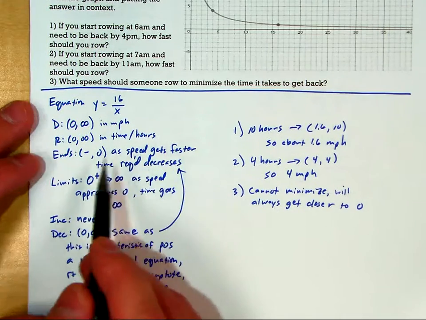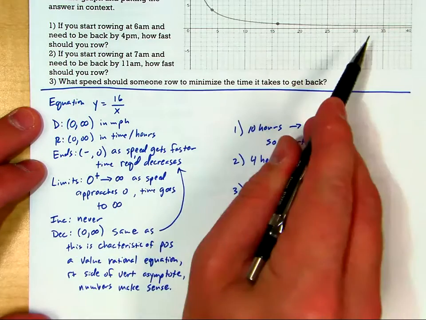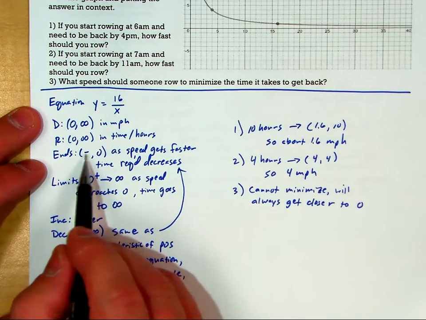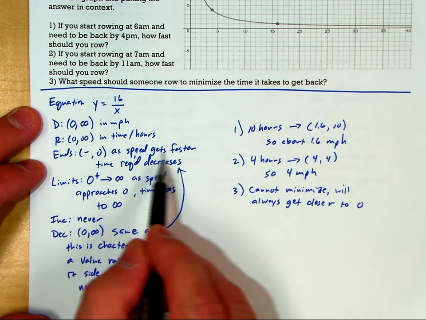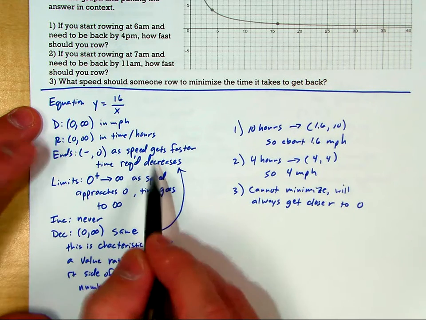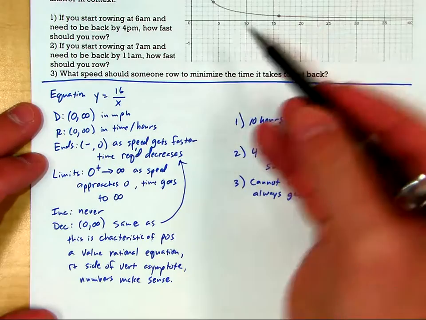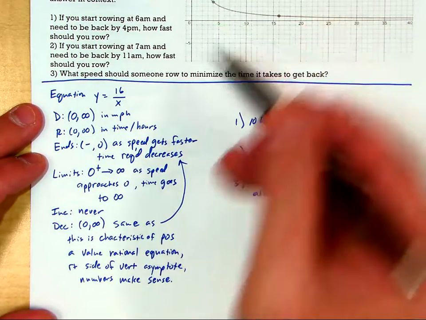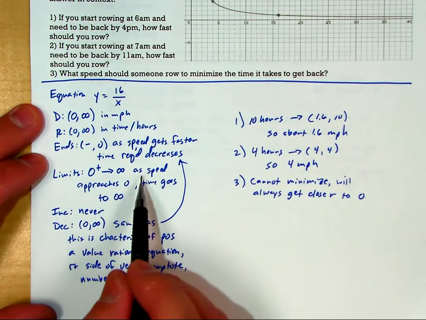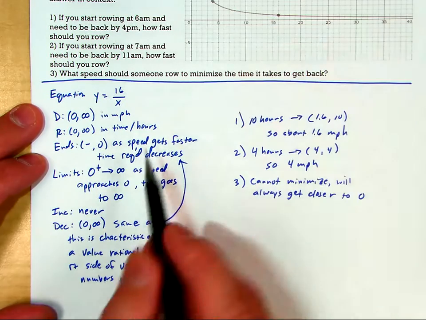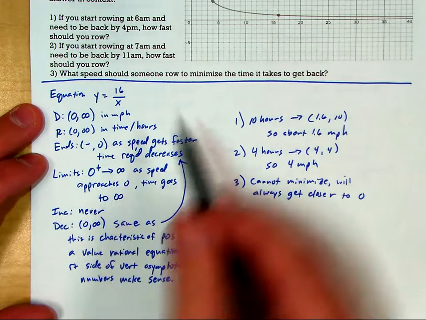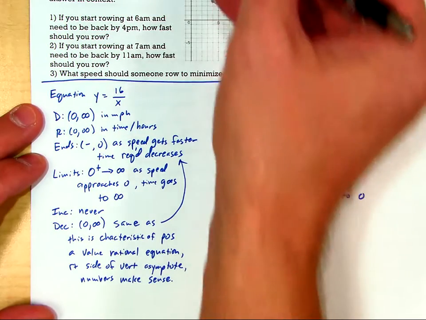Okay, that means the end behavior, as this goes out towards 0, is going to be nothing on the left, 0 on the right. The context is, and it makes sense, as the speed gets faster, the time required decreases. That makes sense. Same thing for the limit as we approach 0 from the right-hand side. That's what this says right here. As the speed approaches 0, we're always talking about the independent variable, speed approaches 0, the time goes towards infinity. That makes sense. The slower you go, the longer it takes.